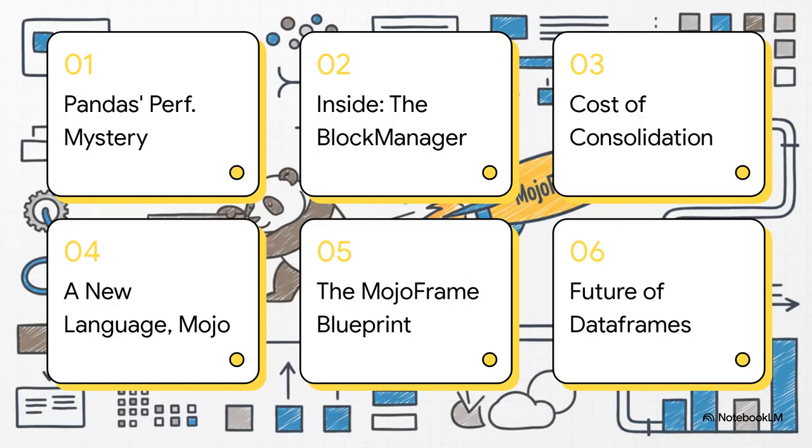So here's our game plan. We'll start by digging into that performance mystery in Pandas. Then we're going to peek under the hood at its hidden engine, the block manager, and see why it can be so costly. After that, we'll check out a whole new approach with a language called Mojo and its data frame library. And finally, we'll see what this all means for the future.